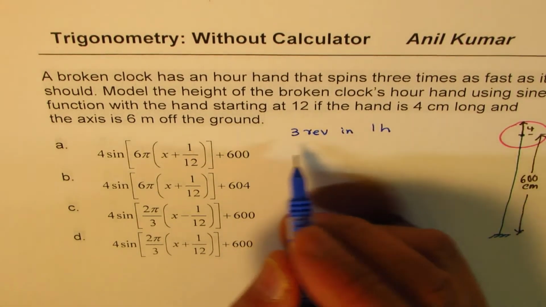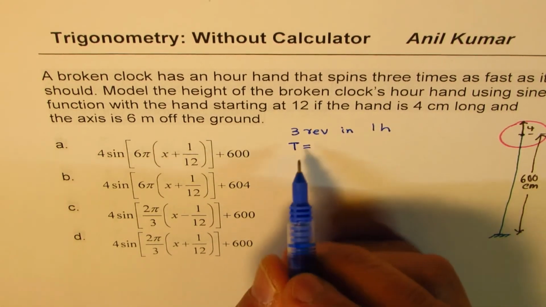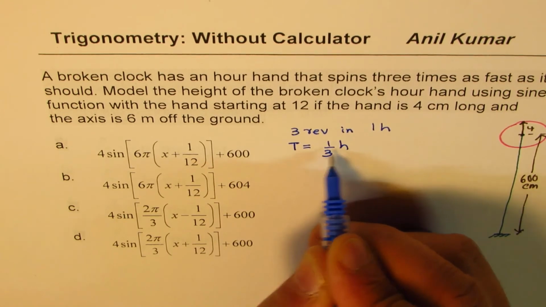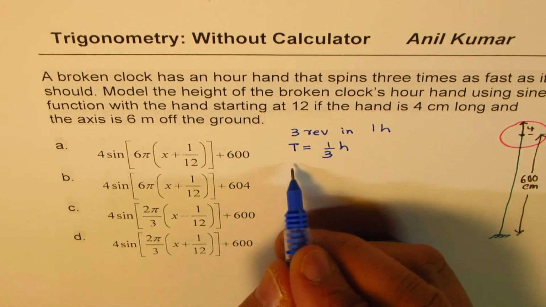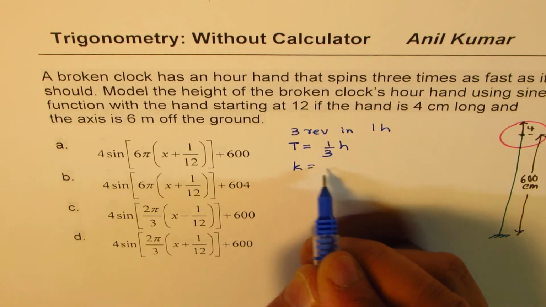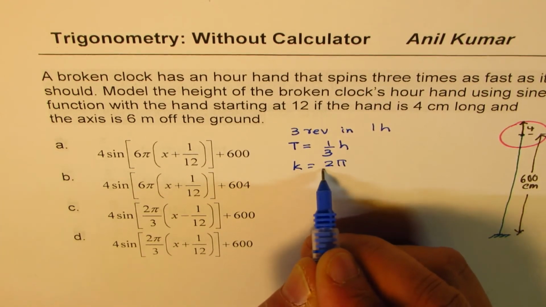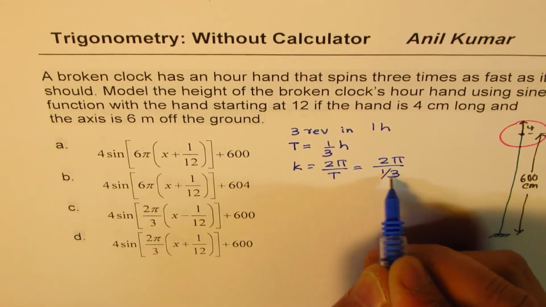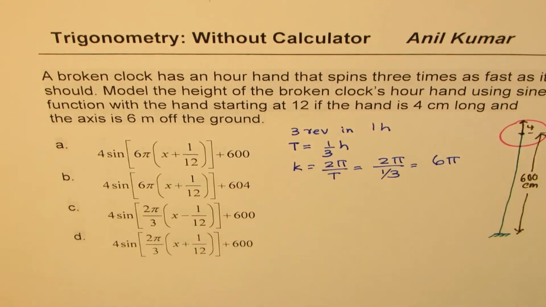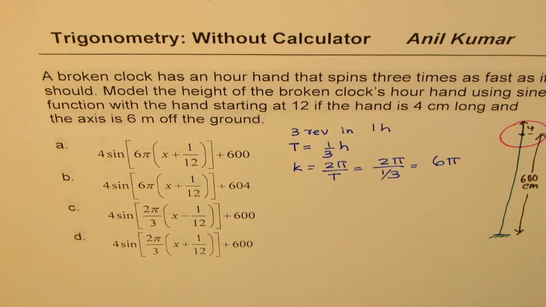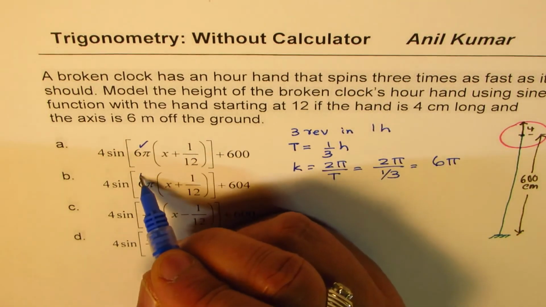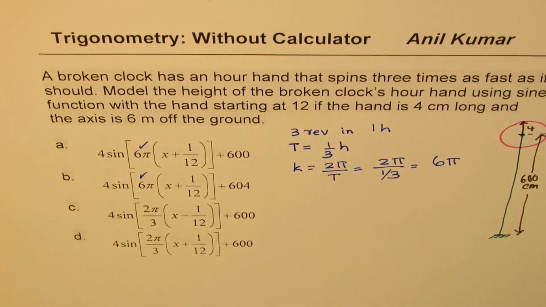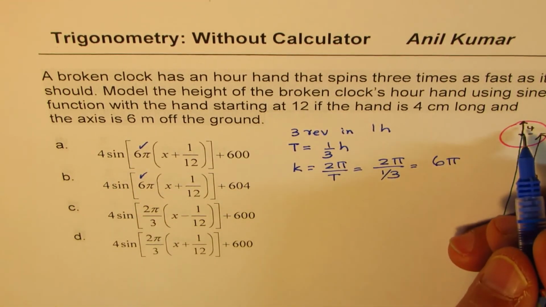Is it okay? So that means the time period T is how much? 1 revolution in 1/3 of an hour. So that becomes the time period. So we can find the value of k, which is 2 pi by T, and that gives you 2 pi by 1/3, which is 6 pi. 6 pi is the value of k. So 6 pi, so we are looking for one of these. Amplitude is 4, so that is correct for all. We want a sine function starting from the top.